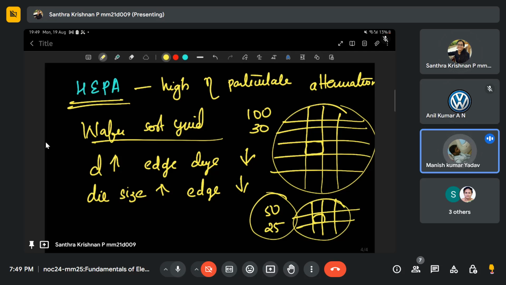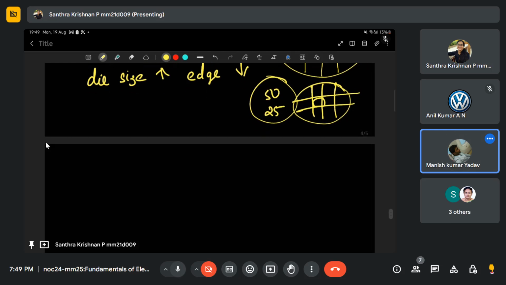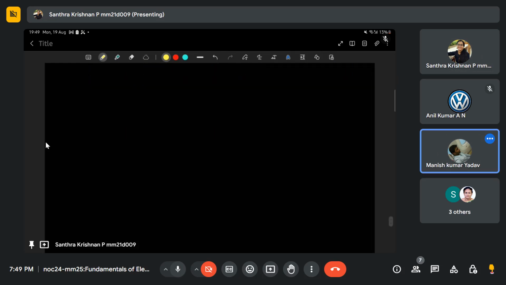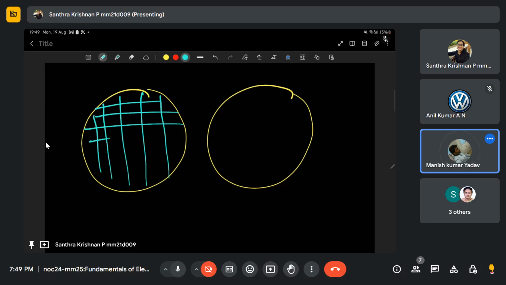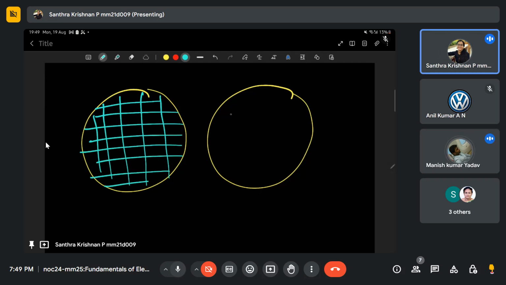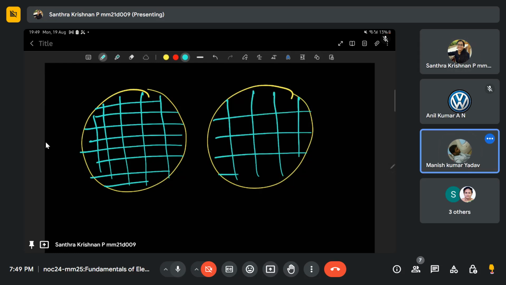In general wafer fabrication, if we increase the die size, then in the fixed wafer diameter... The wafer diameter is fixed, the wafer area is fixed, and I'm telling about the die size. If we increase the die size, then edge dies will decrease. Am I right, ma'am?